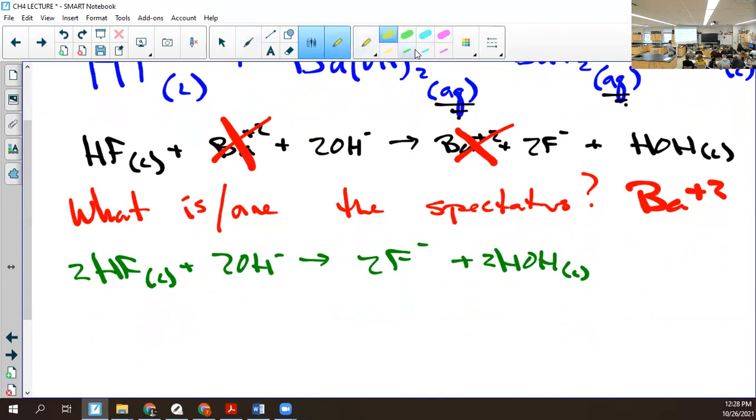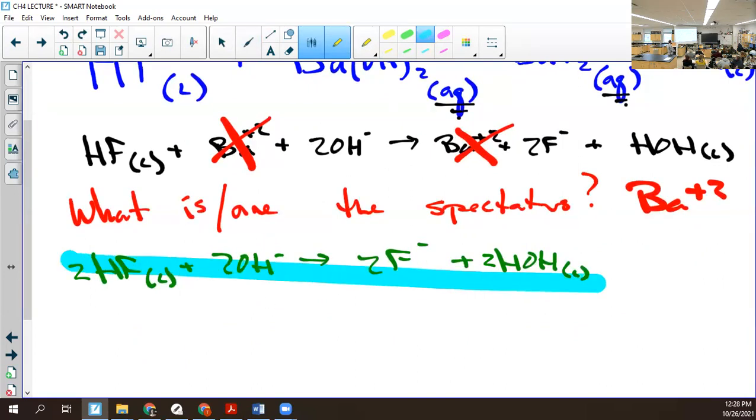Okay. How many had that right? Raise your hands. Ooh, that's a small amount. What am I doing wrong? I just missed coefficients. Missed the coefficients. Is that what you said?